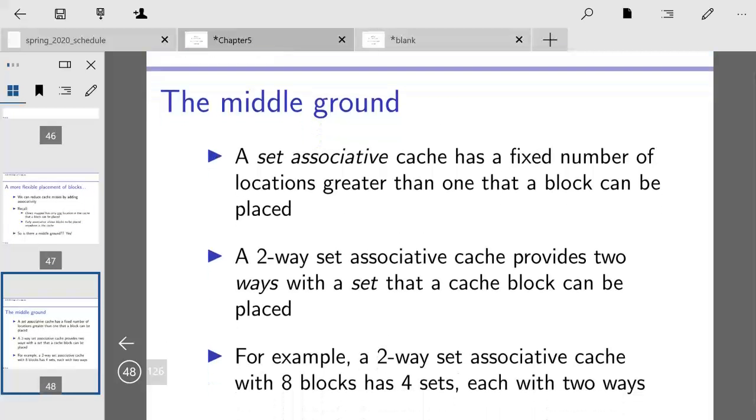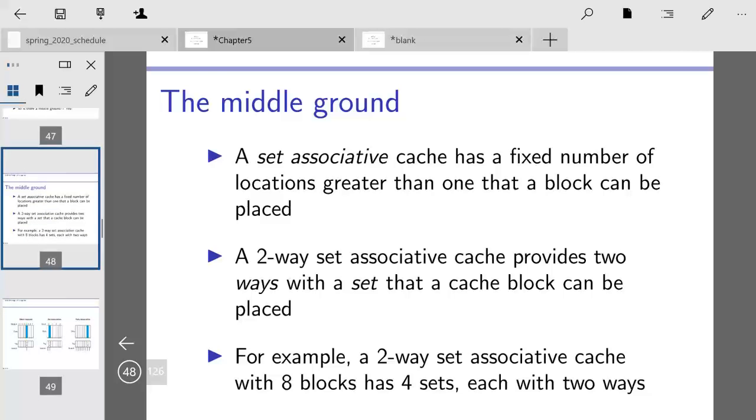The middle ground is set associative cache, which has a fixed number of locations greater than one that a block can be placed in. For example, a two-way set associative cache provides two different ways within a set that a cache block can be placed. I've got a graphic that explains this if it's not quite making sense. For example, a two-way set associative cache with 8 blocks has 4 sets, each with 2 ways, and any given block in memory can map to either of those 2 ways.